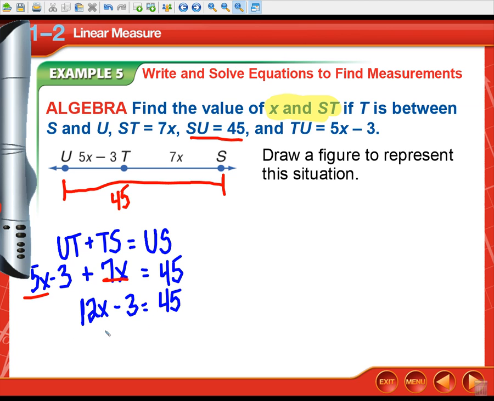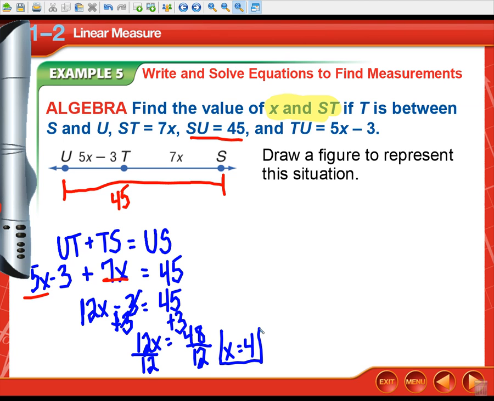From here, in order to solve for x, we got to get that 12x by itself. So we're going to go ahead and add a 3 to both sides. So we're almost there. 12x is equal to 48. I apologize. I'm getting a little sloppy here at the end. Divide both sides here by 12. And we're going to get that x is equal to 4.